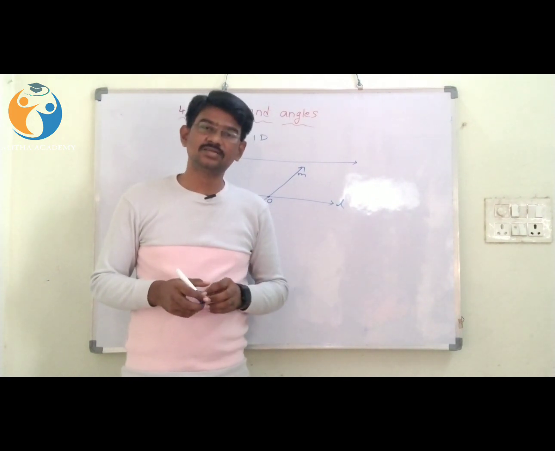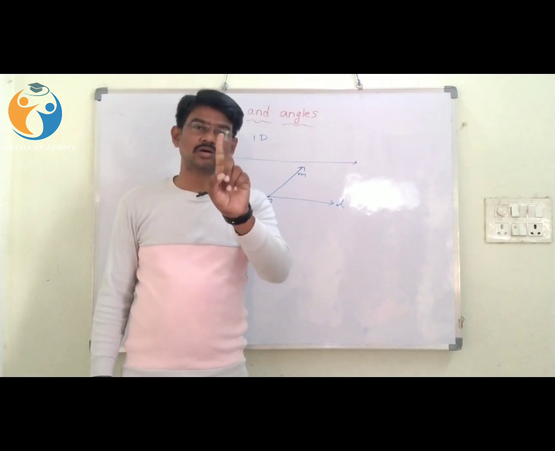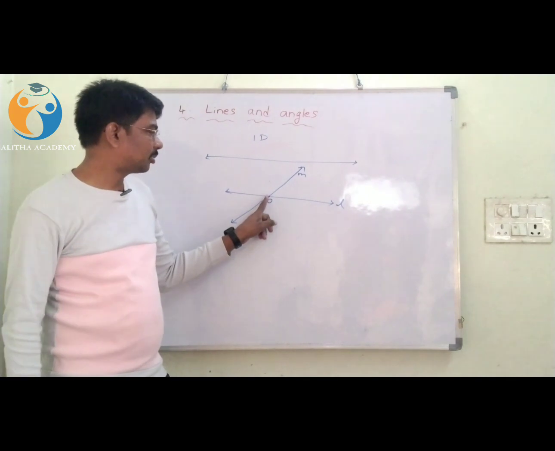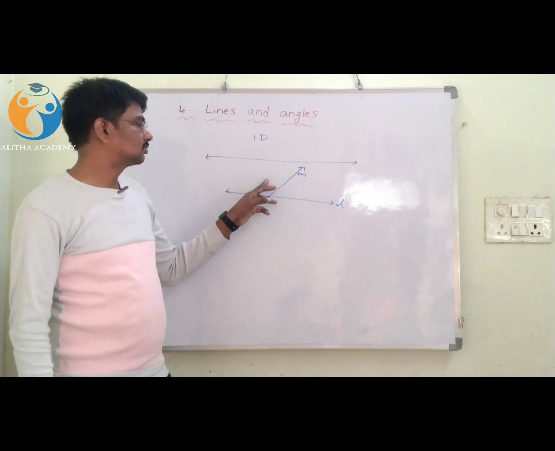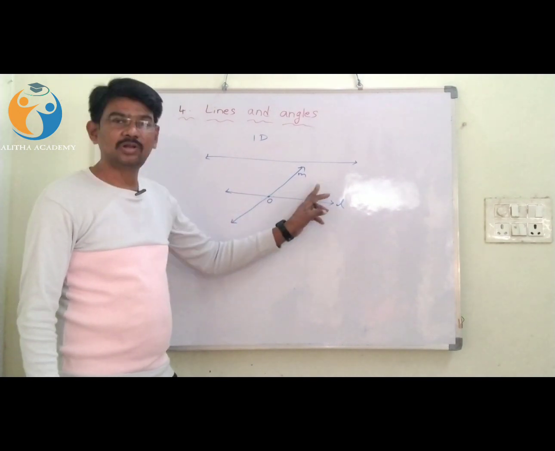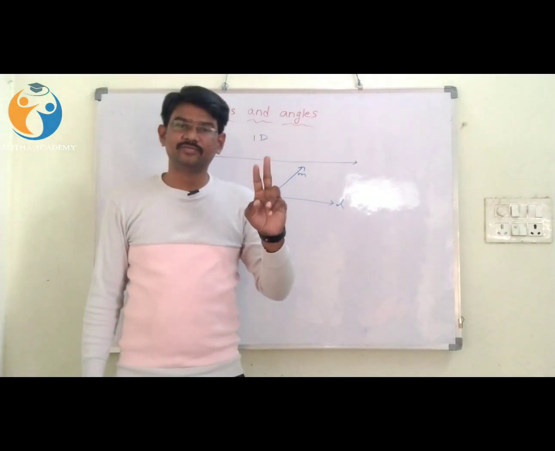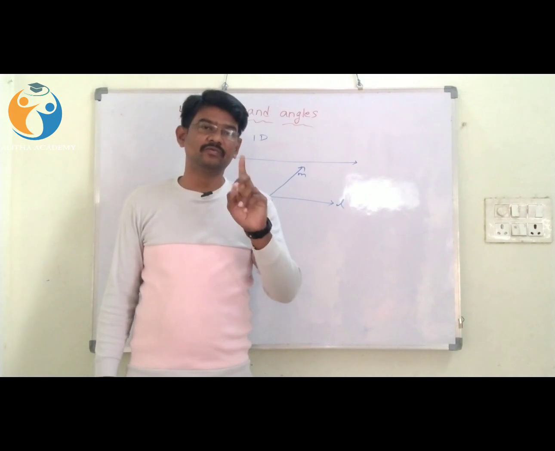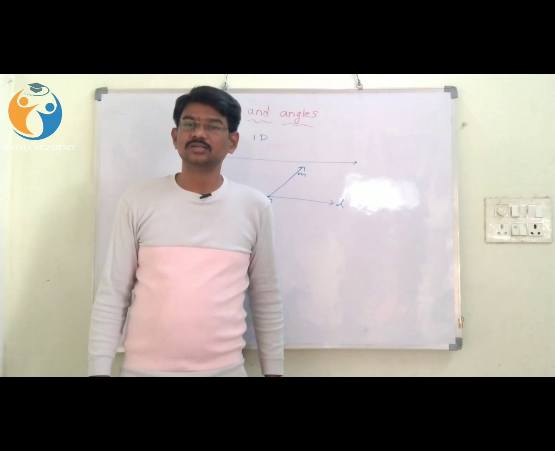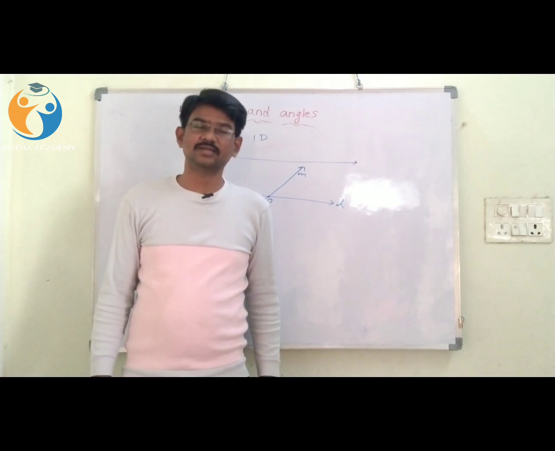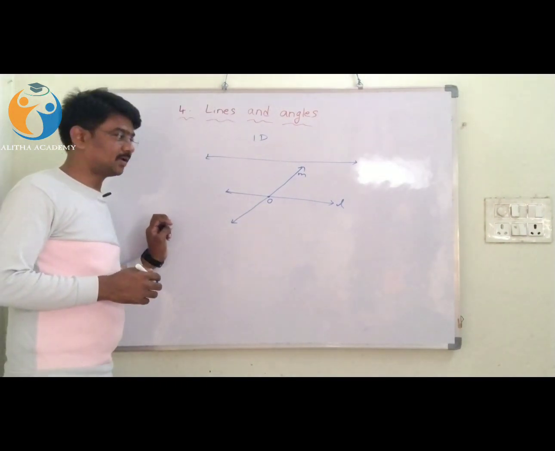What is the definition of intersecting lines? If two lines have one common point, this is called a common point. This point belongs to L also and M also, so that's why it is called a common point. If two lines are having one common point, the two lines are called intersecting lines.